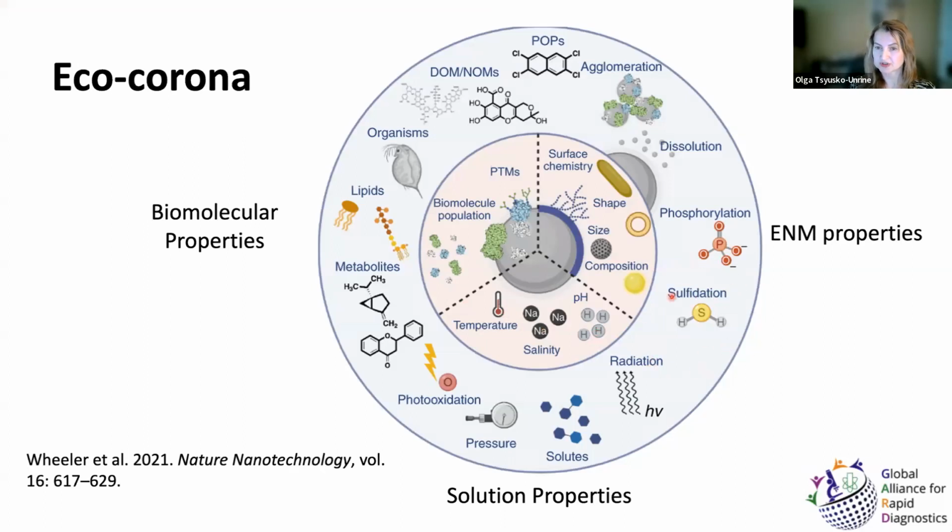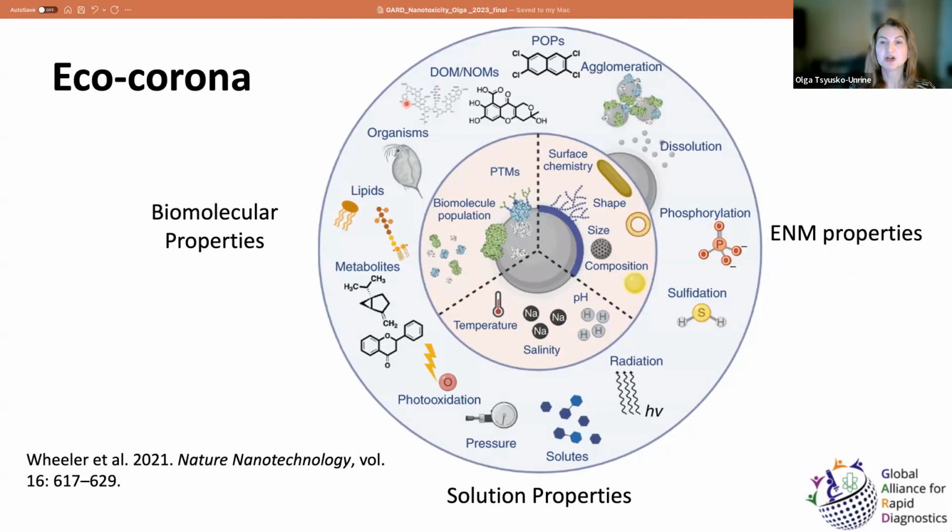Another thing we just looked at is sulfidation for silver nanoparticles. For example, if you have other particles, zinc oxides, they may be phosphorylated. We can have dissolution, there is aggregation. This is all based on nanomaterial properties. And finally, we have biomolecular properties, meaning that we have the presence of different metabolites, organisms that can excrete different proteins, lipids, natural organic matter, all of which can be attracted to the surface of the particles and form the so-called ecocorona.